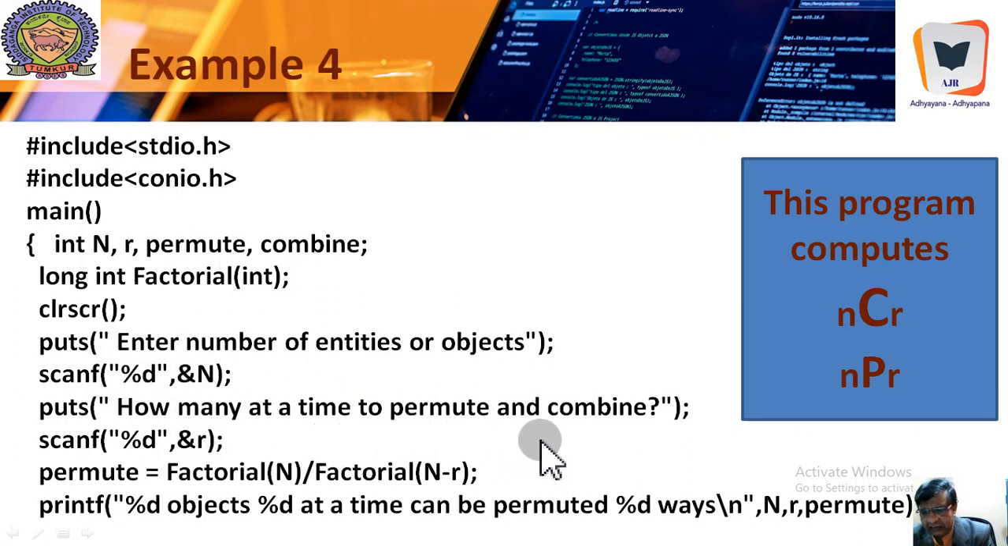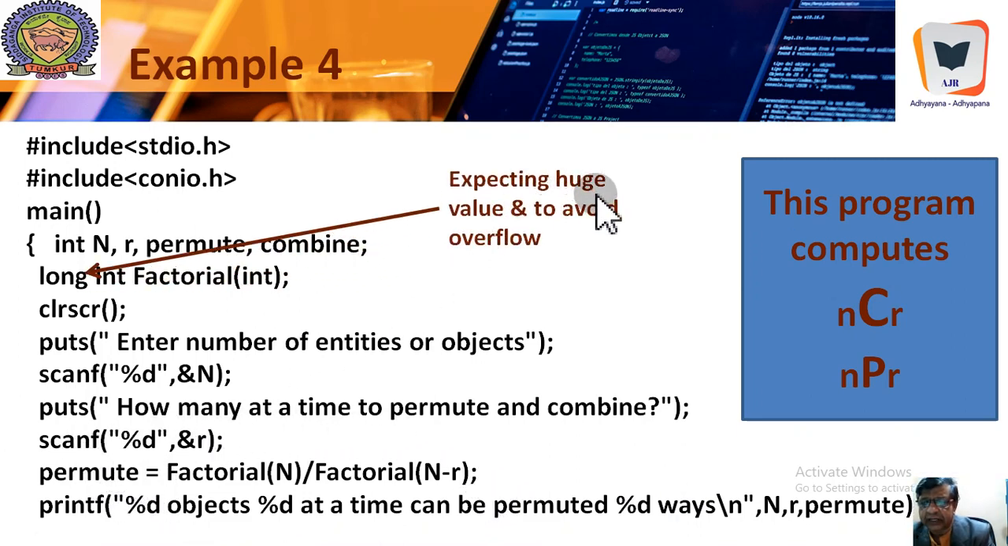Enter the number of entities or objects, it is n. How many at a time to permute or combine, it is r. So permute is factorial n divided by factorial of n minus r. This will be called and the value of n will be sent. When this function is called, it will be n minus r. First of all, this computation will happen, then the value will be posted to the function for computation. So the answers are written after obtaining the value of permutation.